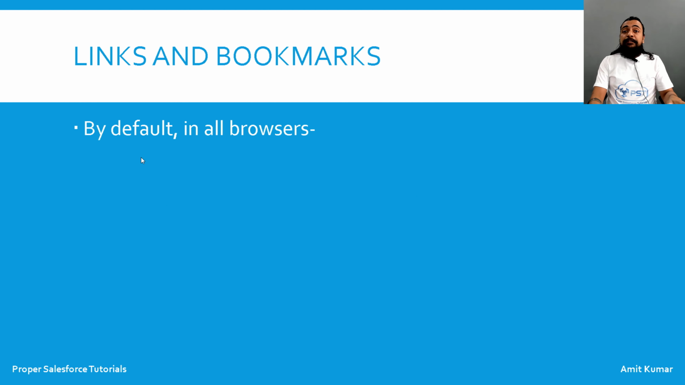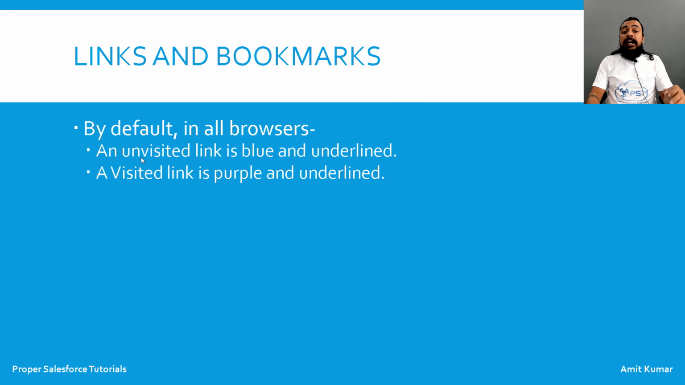By default, in all browsers, an unvisited link is blue and underlined, a visited link is purple and underlined, and an active link is red and underlined. So if there is any link which you have not visited yet, it will appear in blue. If you have visited that specific link, then the color will change to purple, and an active link appears as red. All the links are always underlined.